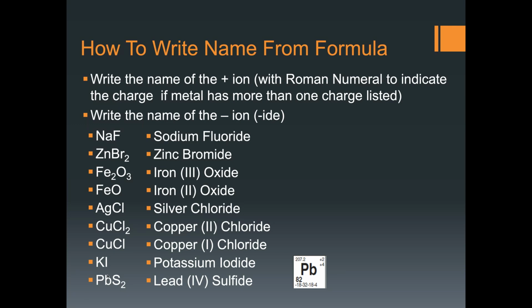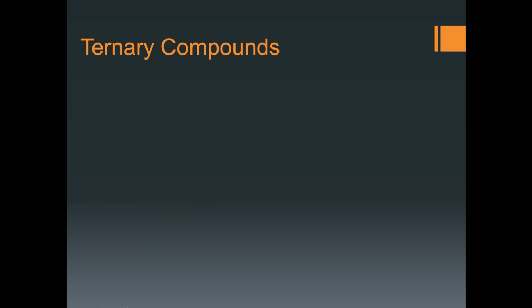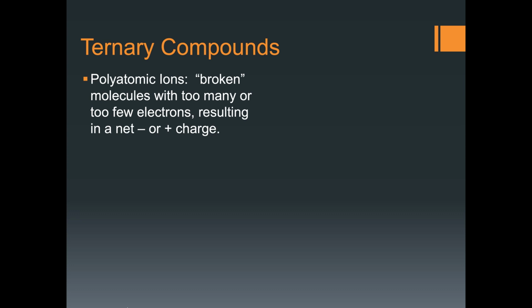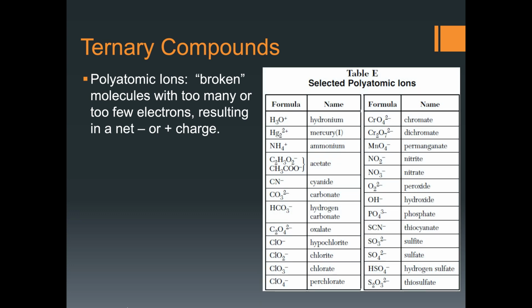Okay, so all of these so far have been what are called binary compounds. They're compounds that are made only of two elements: sodium and fluorine, zinc and bromine, iron and oxygen, and so on. There is also a class of compounds called ternary compounds. These contain 3 or more elements, and they involve the use of an ion that you can find on reference table E, New York State reference tables. These are called polyatomic ions.